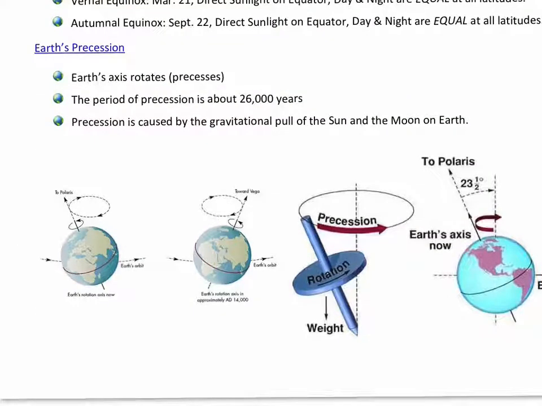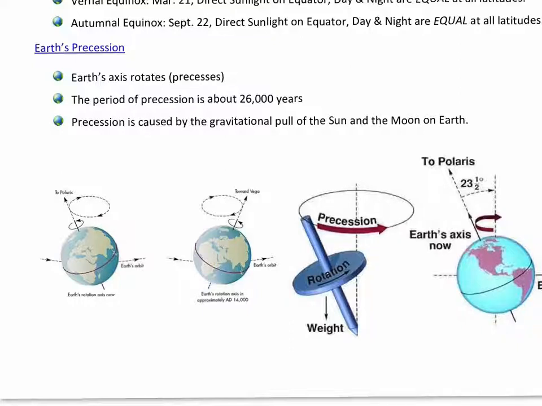Now, the last little part with your notes today is going to talk about Earth's precession. We're going to have 3 different cycles that the Earth's axis and rotation go through. Today we're just going to look at precession.